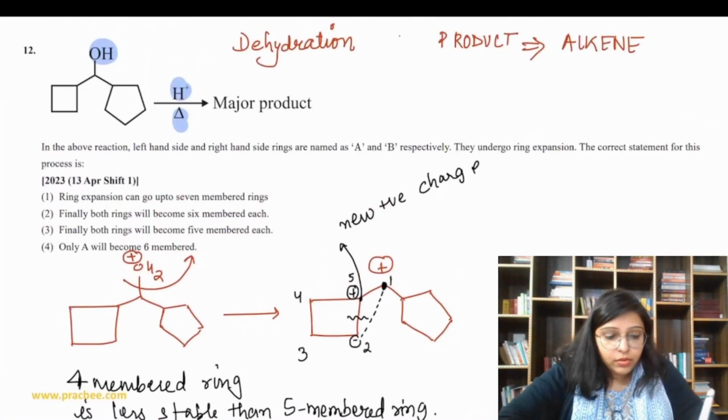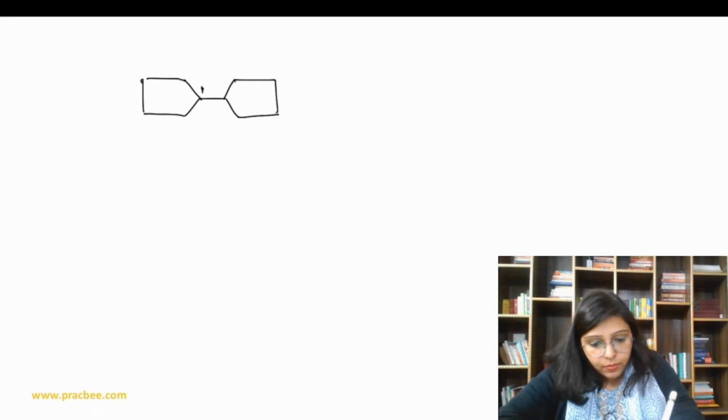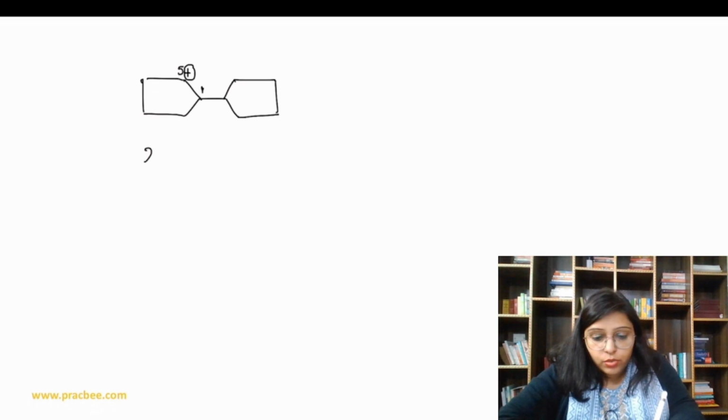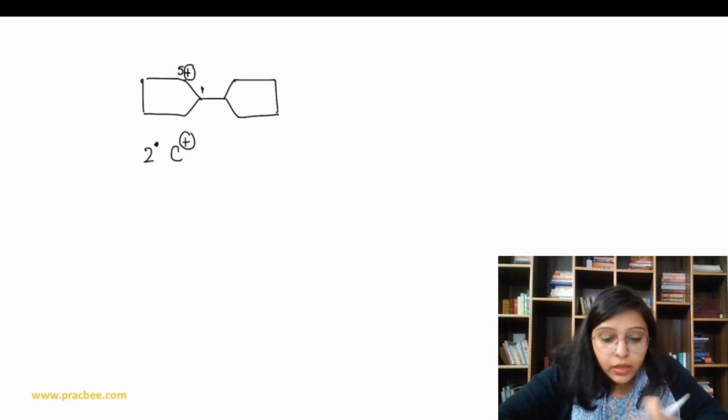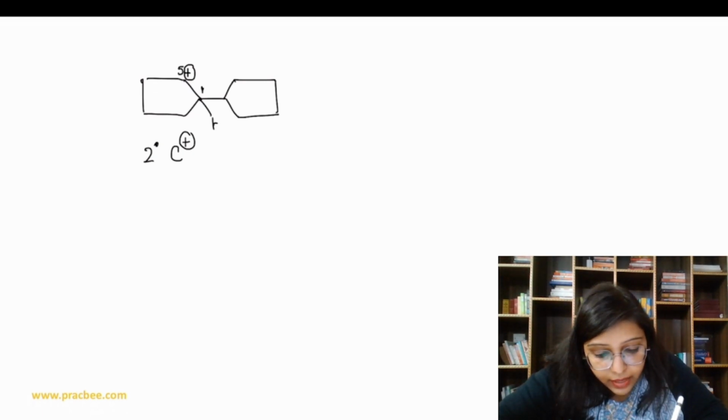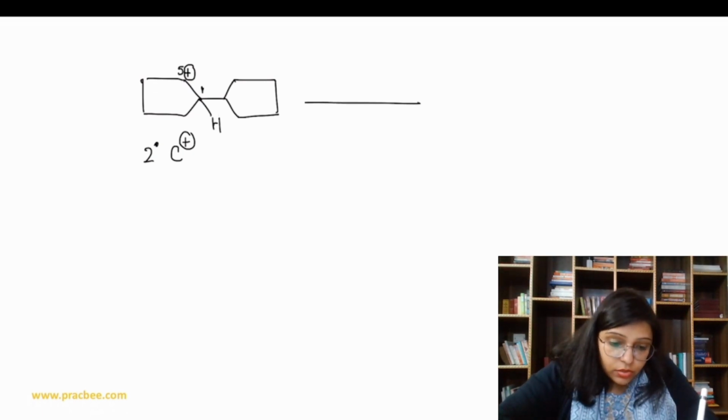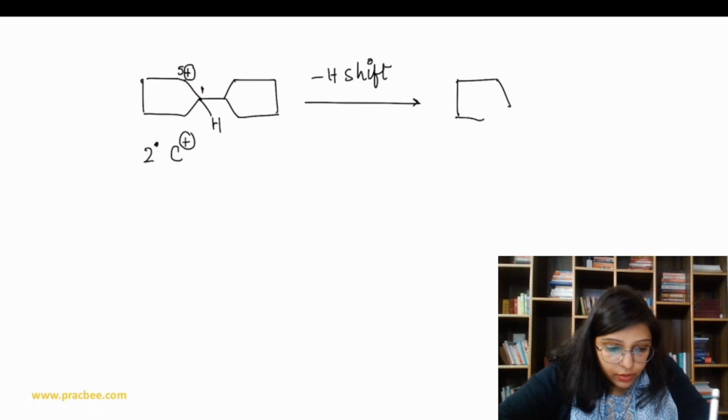Okay, a 5-membered ring. So this is the 1 number carbon and this is the 5 number carbon. So the positive charge is over here. So here we have a 2 degree carbocation. Now what happens? Here we have one hydrogen, so we are going to do a hydride shift. If we do the hydride shift, we have the carbocation over here.